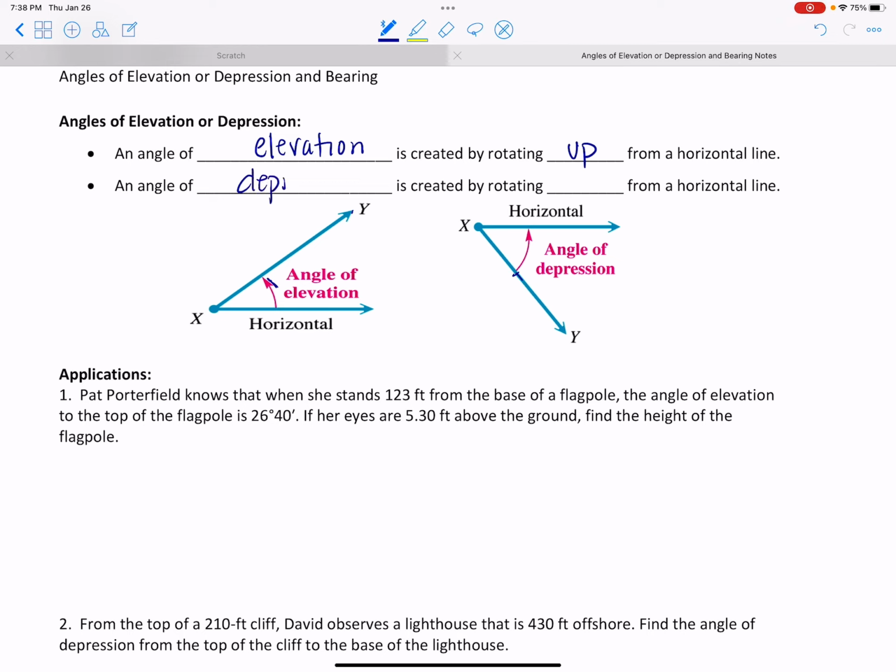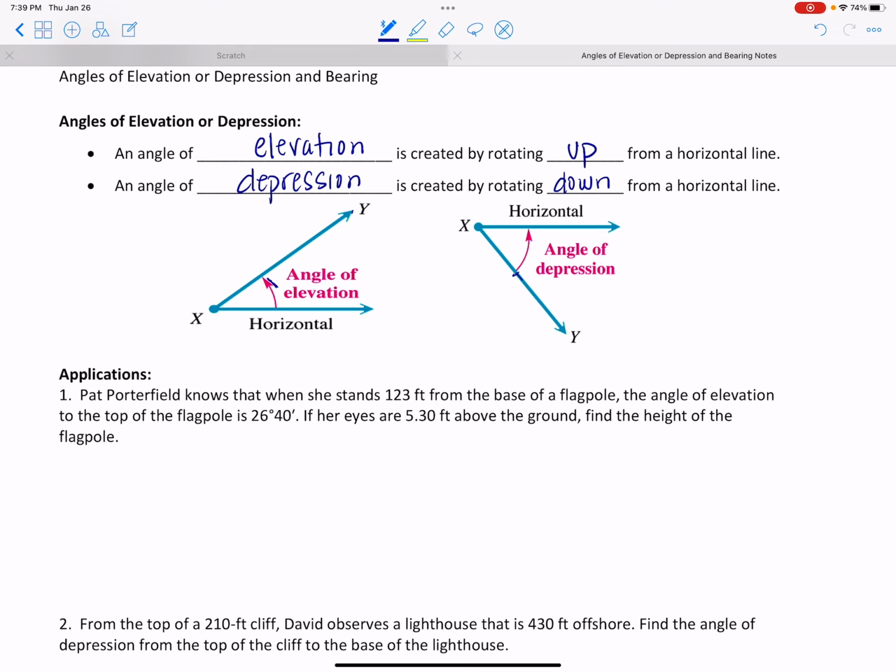So an angle of depression, again, is created by rotating down from some horizontal. I often like to think about it as a horizontal line of sight. So imagine yourself looking straight forward and creating a horizontal line of sight. That becomes your baseline. Then if you look down at something on the ground, the angle created from your original horizontal line of sight to that thing on the ground becomes an angle of depression. Or if you have your horizontal line of sight and you look at something up in the sky, then the angle created by you looking up from that horizontal line would be an angle of elevation.